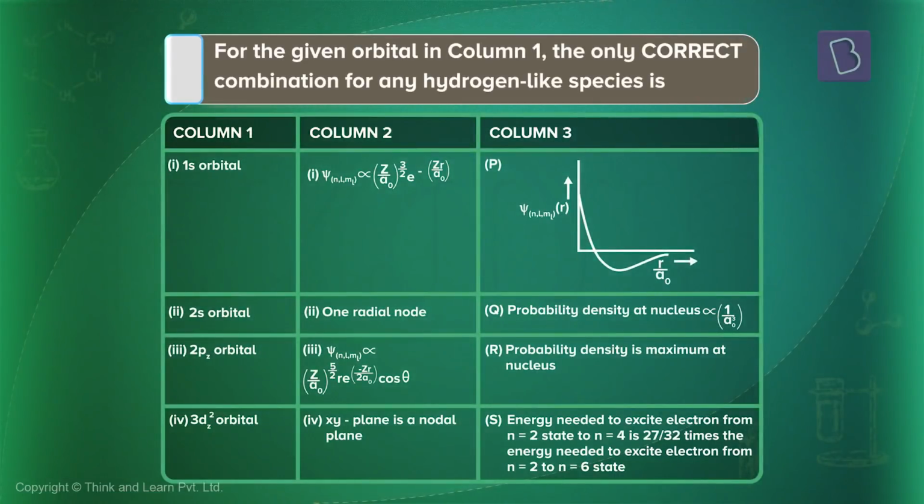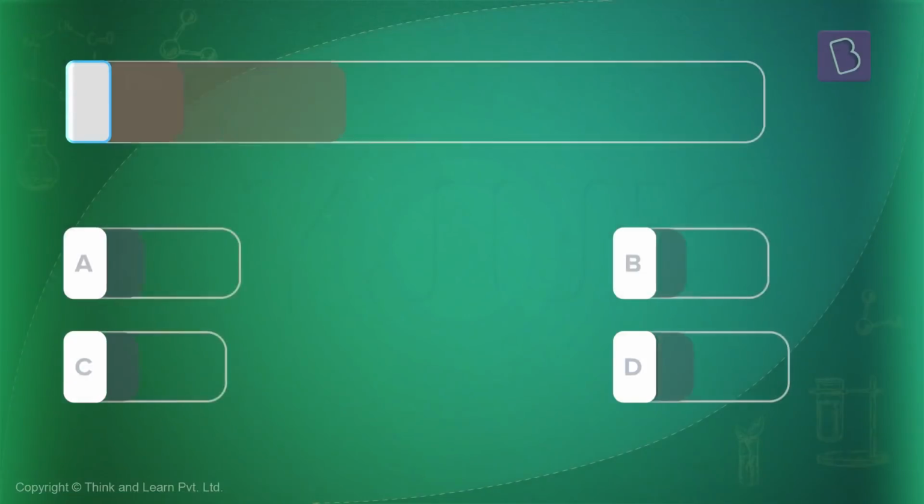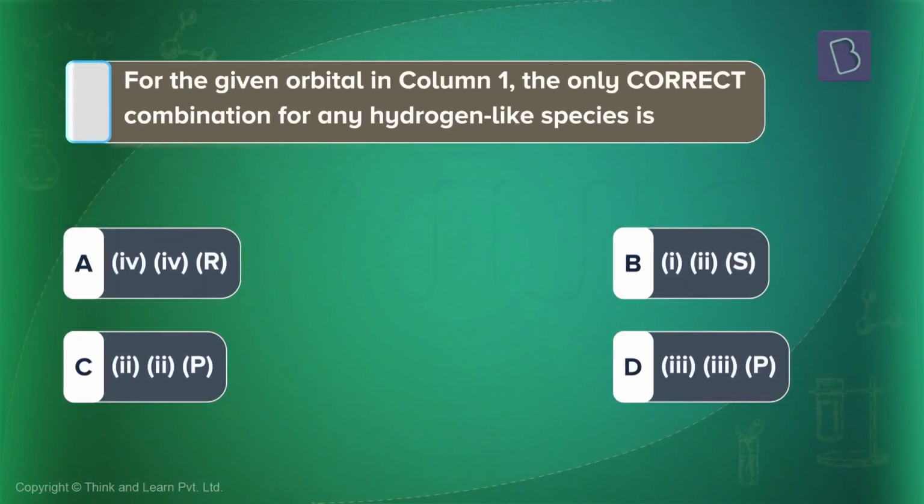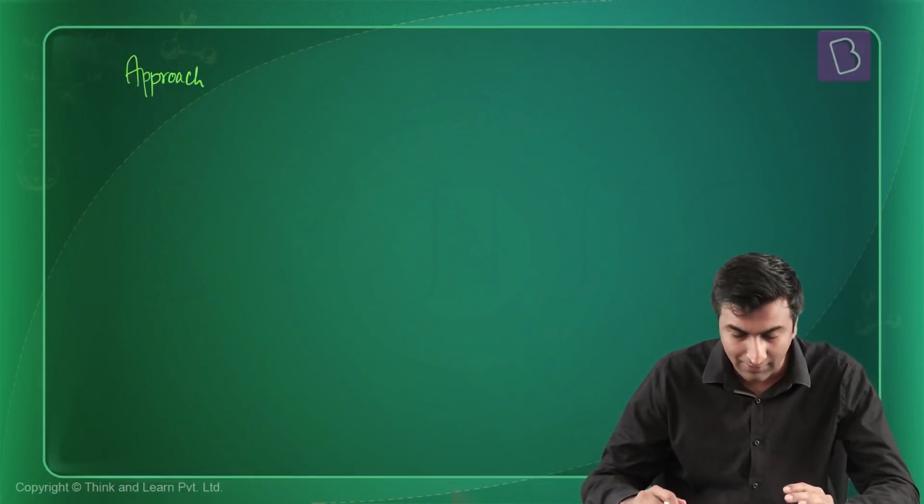Second question, a part of the same 3-column thing that looked really scary from atomic structure. Now, in this question, we're talking about only the correct combination for any hydrogen-like species. That's what we're supposed to figure out. 4 options given to us. Let's see, what's the approach going to be? It's going to be very similar to the last one. We're going to eliminate options.